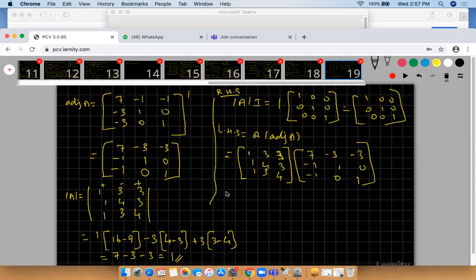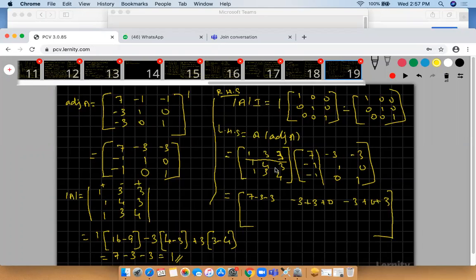Okay, multiply these two. How to multiply? The multiplication is the row by column method. This is 1 into 7, 7. This is minus 3, and this is also minus 3. So therefore 7 minus 3 minus 3. And multiply first row by second column: minus 3 and plus 3 and 0. Okay, first row by third column: this is minus 3 and the second term is 0, this 3 into 0 and 3 into 1. So therefore this is plus 3.